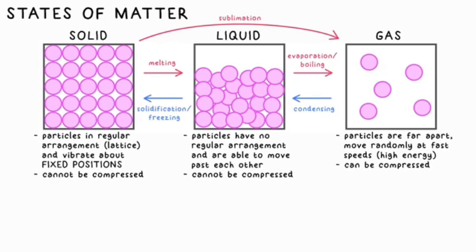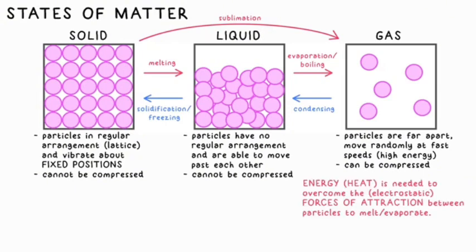As molecules in a gas are far apart, gases can be compressed, while solids and liquids cannot. To melt or evaporate a substance, you must supply energy, usually in the form of heat, to overcome the electrostatic forces of attraction between the particles. We don't say we're breaking bonds in this case. Note that none of these make a new substance, so these have to be physical changes again, not chemical reactions. We're not breaking any chemical bonds.